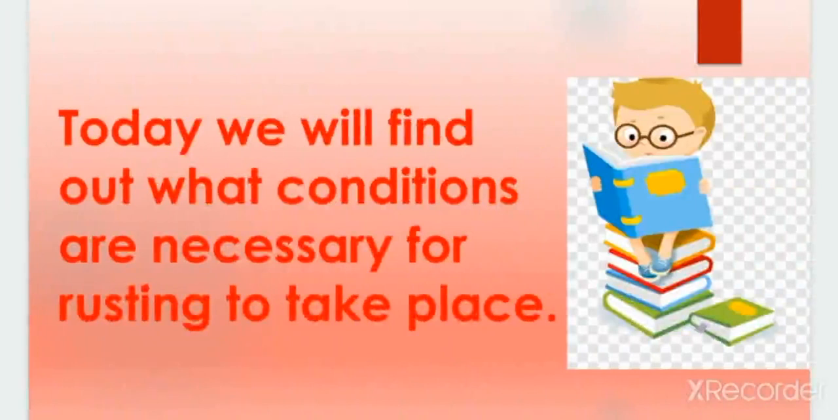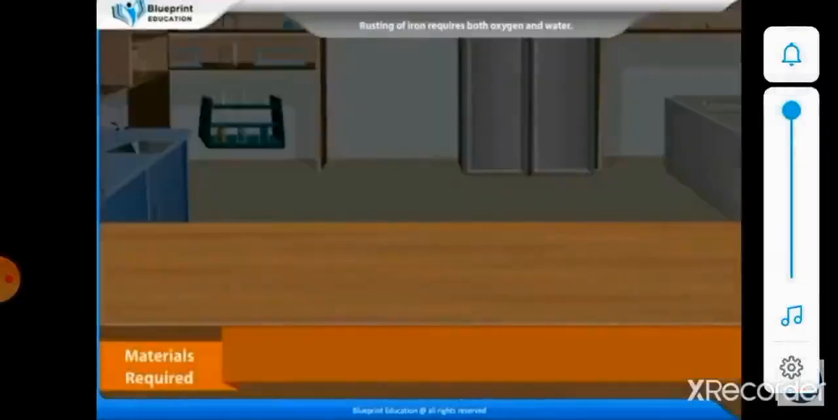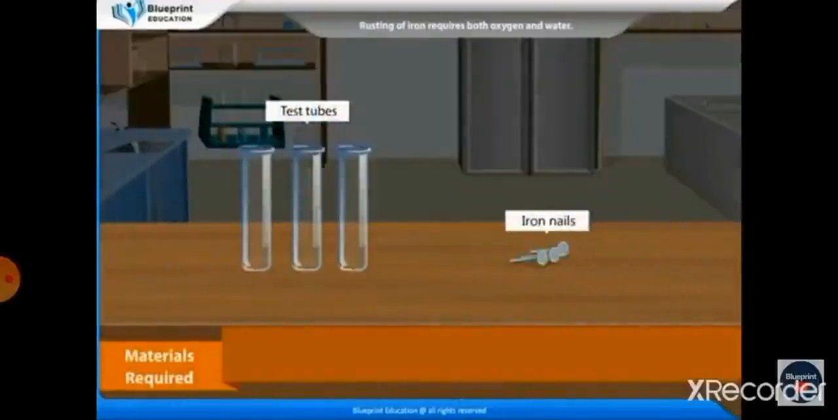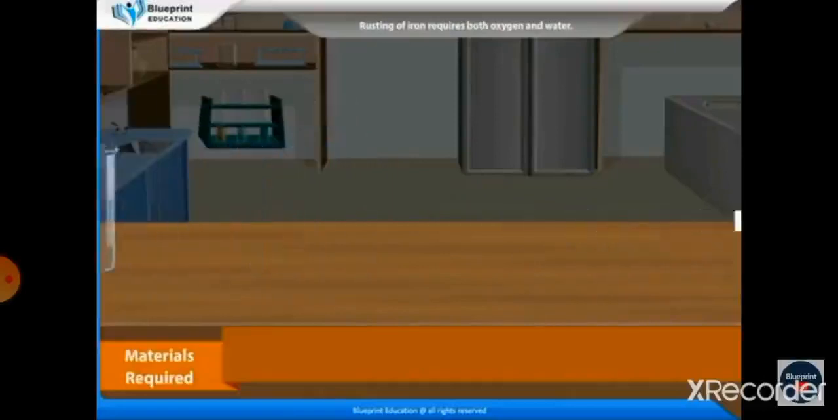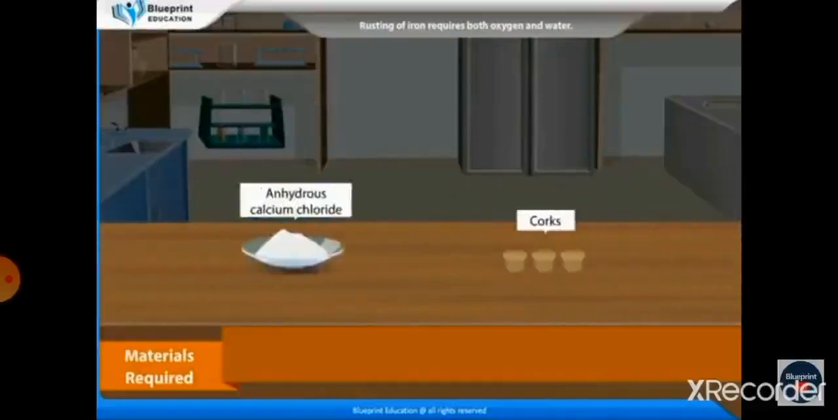So students, in today's class we will find out what conditions are necessary for rusting to take place. For this, we are going to watch a video. That rusting of iron requires both oxygen and water. The materials required are 3 test tubes, iron nails, distilled water, tap water, anhydrous calcium chloride, 3 corks and oil.